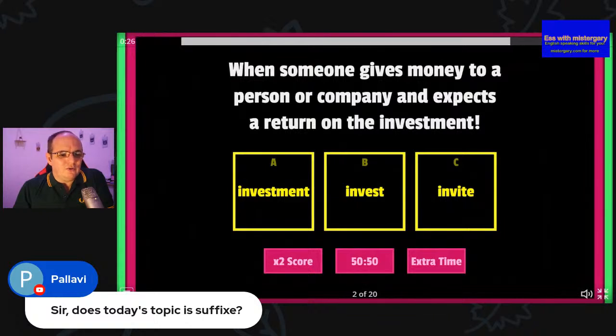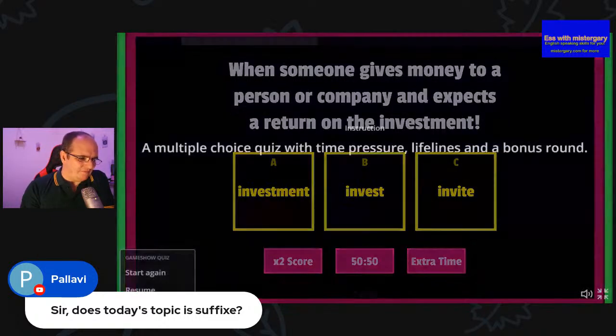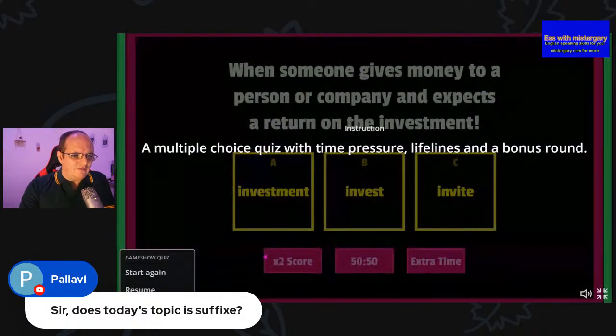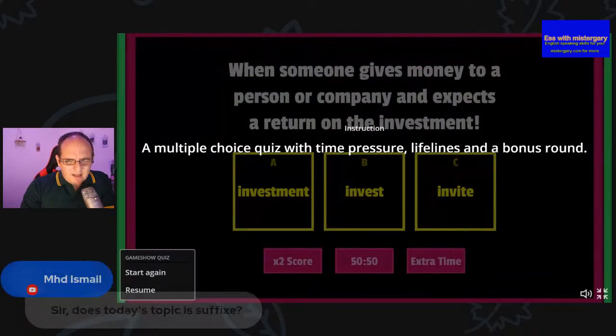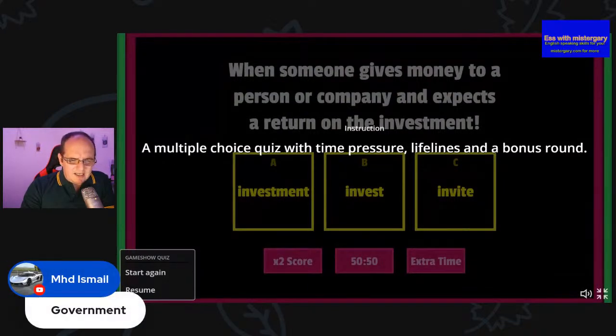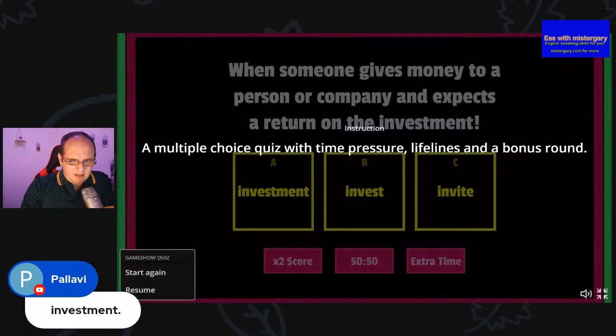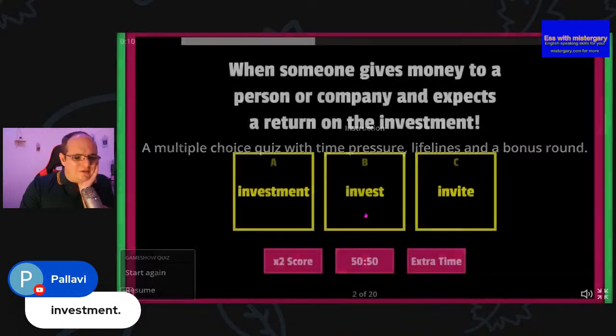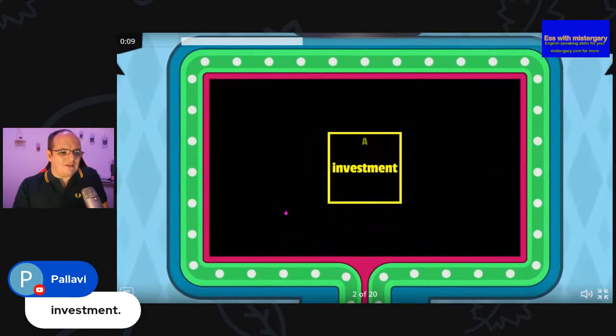When someone gives money to a person or a company and expects a return on the investment... Is it an investment? Is it invest? Or is it invite? I'll put a pause on there, chat, because I know you've got a few second delay on me. And the answer, Mohammed Ismail has said, let me have a look, is investment as well. Pallavi gets that right as well, so well done to the pair of you. Good job. And the answer there, investment, guys. Well done.